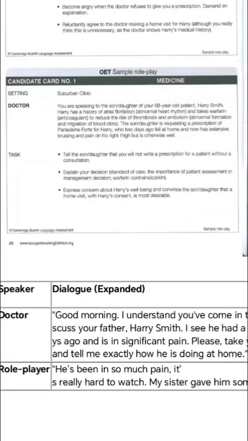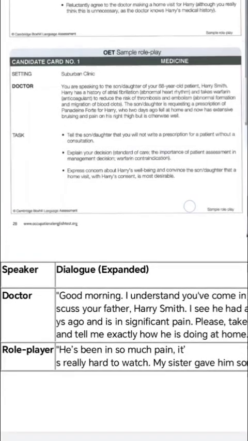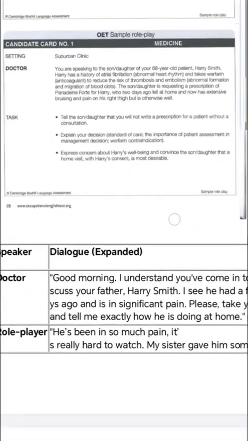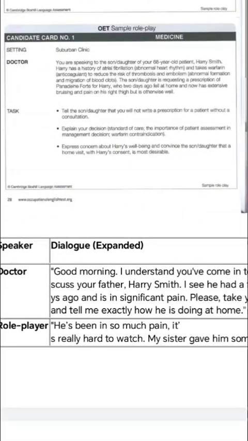Harry has a history of atrial fibrillation, abnormal heart rhythm, and takes warfarin, an anticoagulant, to reduce the risk of thrombosis and embolism, the abnormal formation and migration of blood clots. The son and daughter are requesting a prescription of Panadeine Forte for Harry, who 2 days ago fell at home and now has extensive bruising and pain on his right thigh but is otherwise well. What are the tasks given to you? Tell the son and daughter that you will not write a prescription for a patient without a consultation.